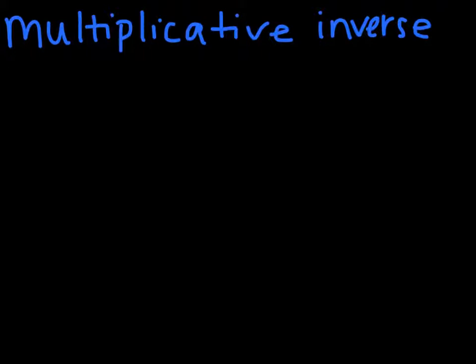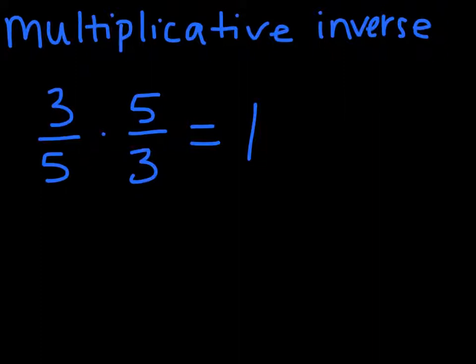Multiplicative inverses are used to solve equations with fractional coefficients. The multiplicative inverse of any non-zero number is the number's reciprocal. For example, if we have a coefficient of 3/5, the multiplicative inverse would be 5/3, and 3/5 times 5/3 equals 1. So the product of a number and its multiplicative inverse will always be 1, very much like a reciprocal.